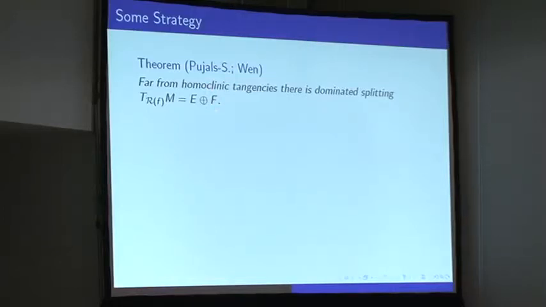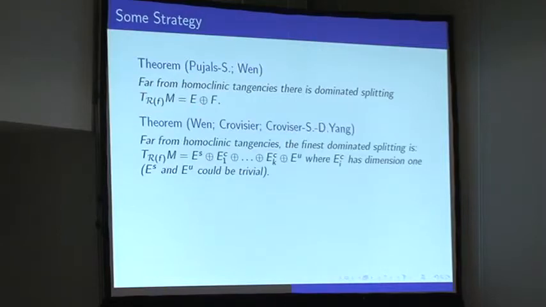The thing is that we can decompose this into invariant pieces, and this splitting is robust. I mean, under any perturbation, you cannot destroy this structure on the tangent bundle. Once you have a dominated splitting, you can extend it: if you look at the finest dominated splitting that you have, it is like this. You have a stable one, a bunch of central ones of dimension one, and an unstable one. But this could be trivial.